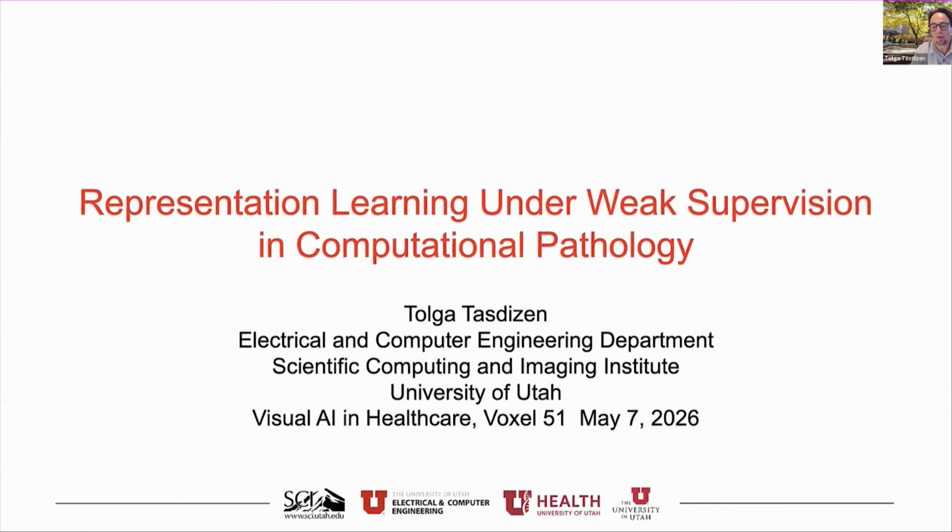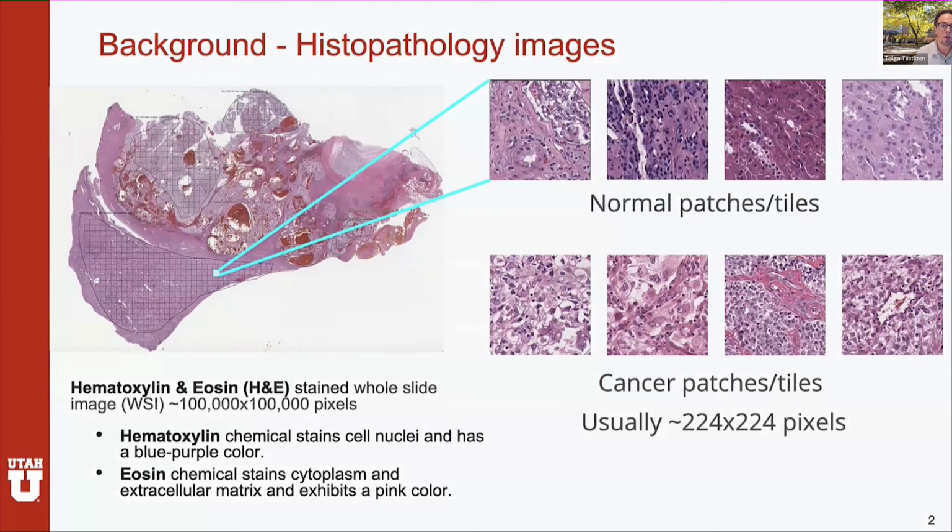Today I'm going to be talking about our research in representation learning for computational pathology. I'm a professor at the University of Utah in the Electrical and Computer Engineering Department and the Scientific Computing and Imaging Institute. Okay, so for those of you who might not be so familiar with this, just a very quick kind of background on this.